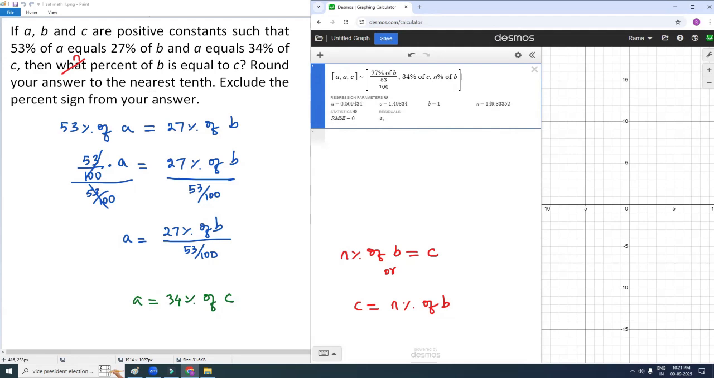Here I got the value of N. It is 149.83352. According to the instruction, we have to round our answer to the nearest tenth. When I round this value to the nearest tenth, I am getting N is about 149.8. So therefore, 149.8% of B is equal to C. So the answer for this question is 149.8.